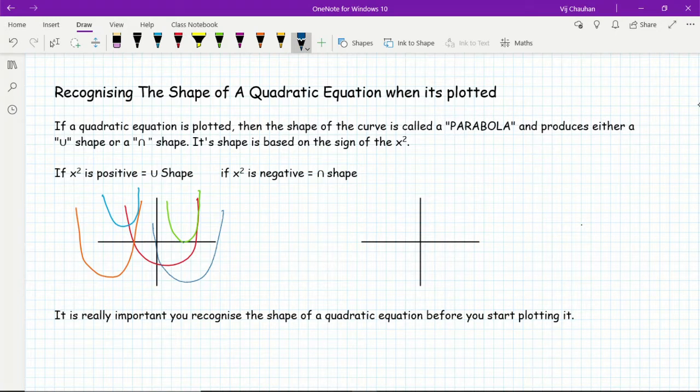And a way of remembering this is, if you're feeling positive, you are feeling happy. And again, if you look at the mouth, it's a U shape, and we go from there.